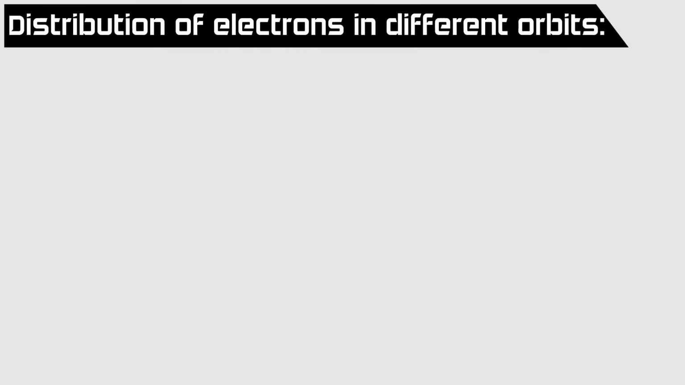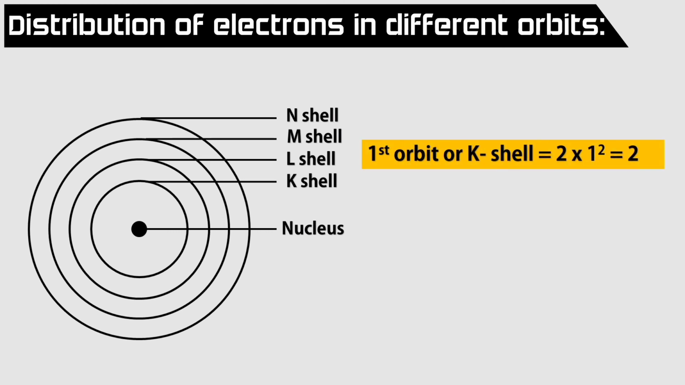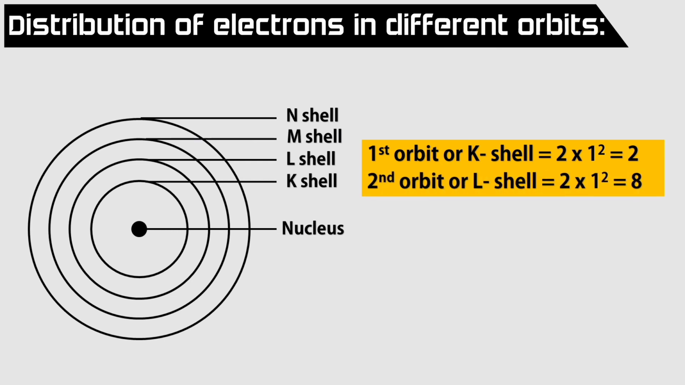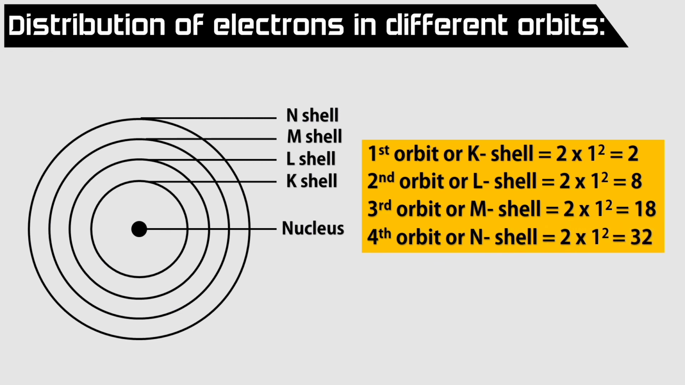Distribution of electrons in different orbits. The following rules for writing the number of electrons in different energy levels were suggested by Bohr and Bury. The maximum number of electrons in a shell is given by the formula 2n², where n is the orbit number or energy level index. So, the maximum number of electrons in different orbits are: first orbit or K shell, 2 × 1² = 2. Second orbit or L shell, 2 × 2² = 8. Third orbit or M shell, 2 × 3² = 18. Fourth orbit or N shell, 2 × 4² = 32.